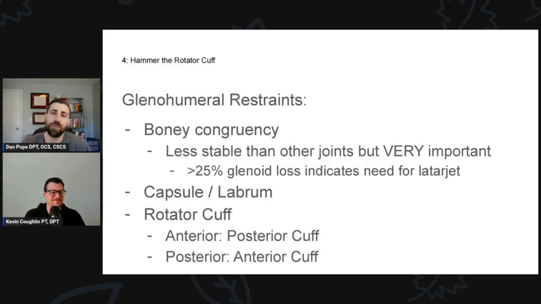But you can think about that direction of instability when you're applying exercises. And when you get to higher level exercises and the person's getting back to sport, we really have to train that cuff in that specific position, because that's going to be the primary restraint to another instability event.